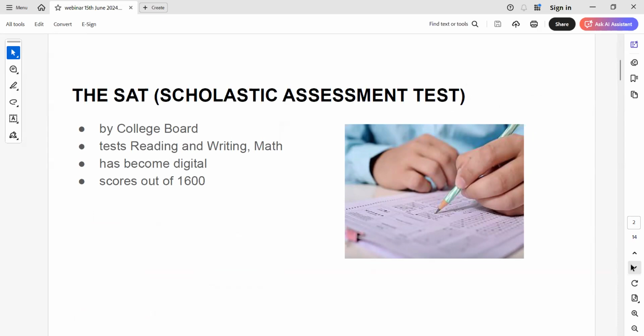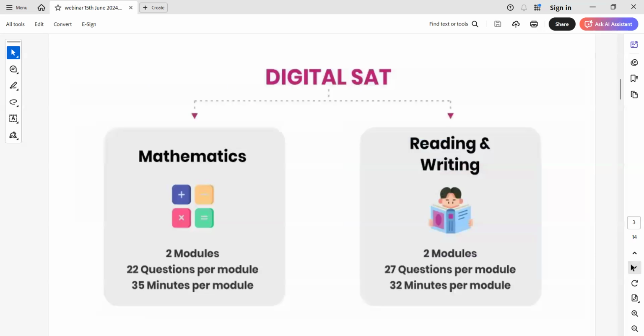This test used to be conducted in a pen and paper version earlier, but it has lately become digital. The maximum marks one can get in this test is 1600, out of which 1500 is considered a very nice score. Now, let me tell you, reading and writing that you can see on the screen on the right hand side is actually the first component of this test that you will be attempting, and then comes the math.